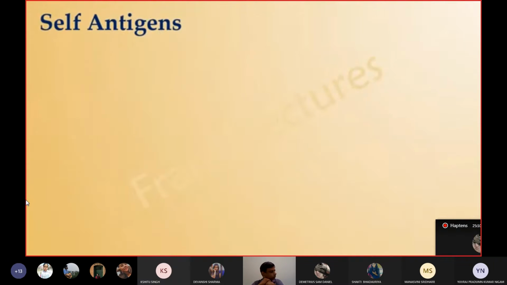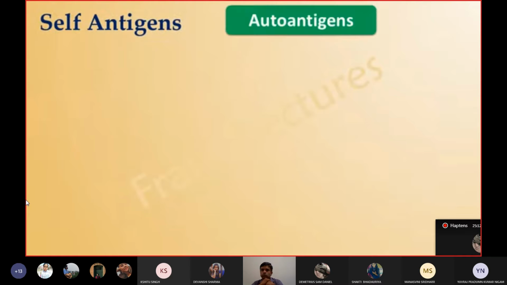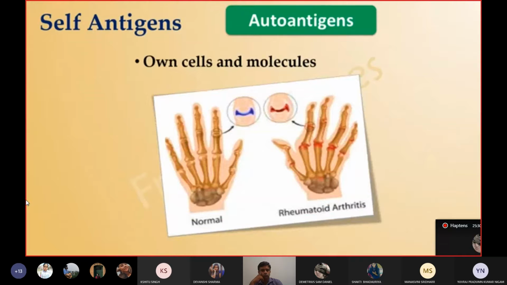Self-antigens are also known as autoantigens. Although, as stated earlier, our immune system is able to distinguish between self and non-self, sometimes our body provokes an immune response against its own cells and molecules. Rheumatoid arthritis is an autoimmune disease in which the immune system attacks and damages its own tissues.